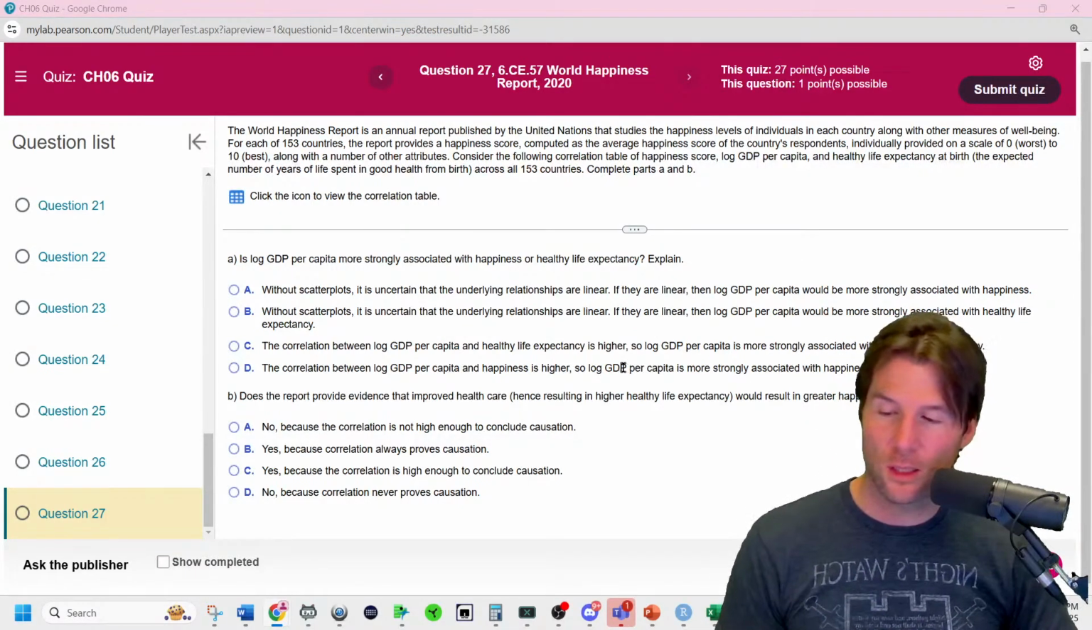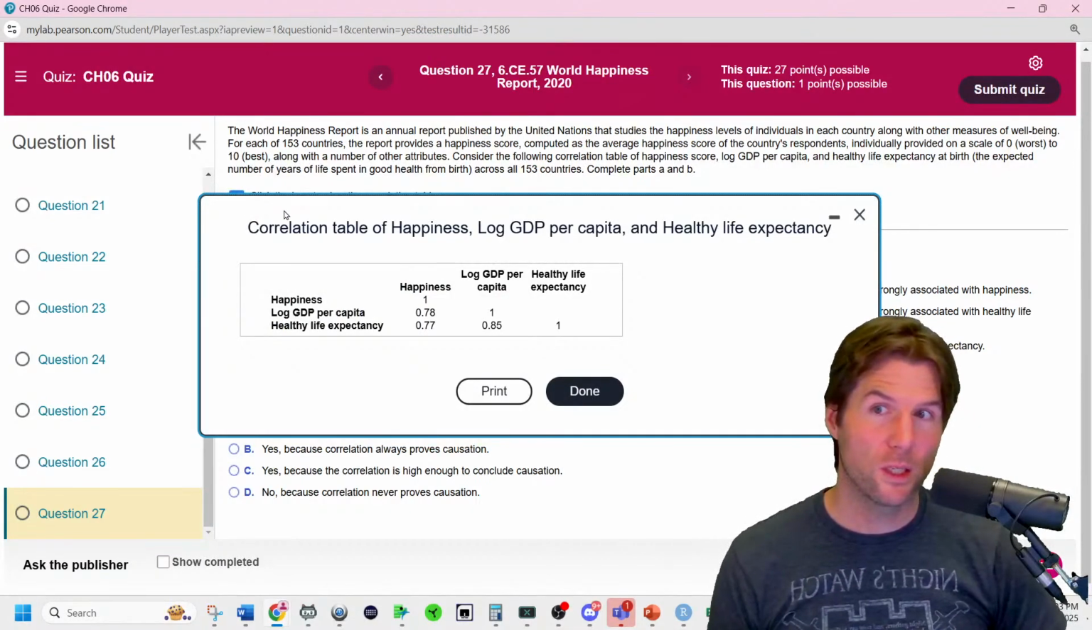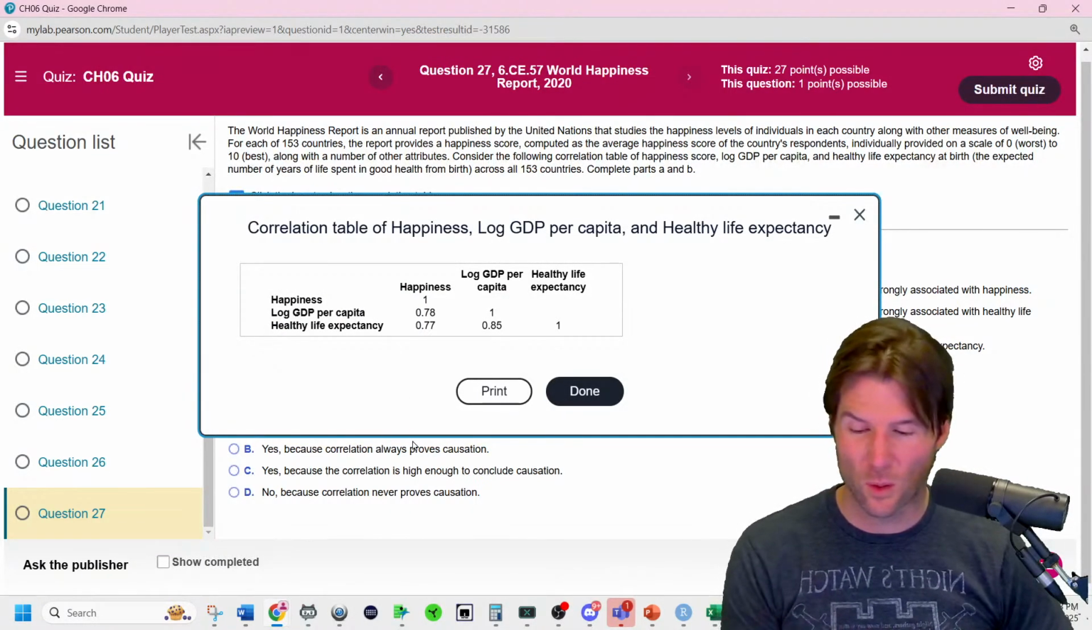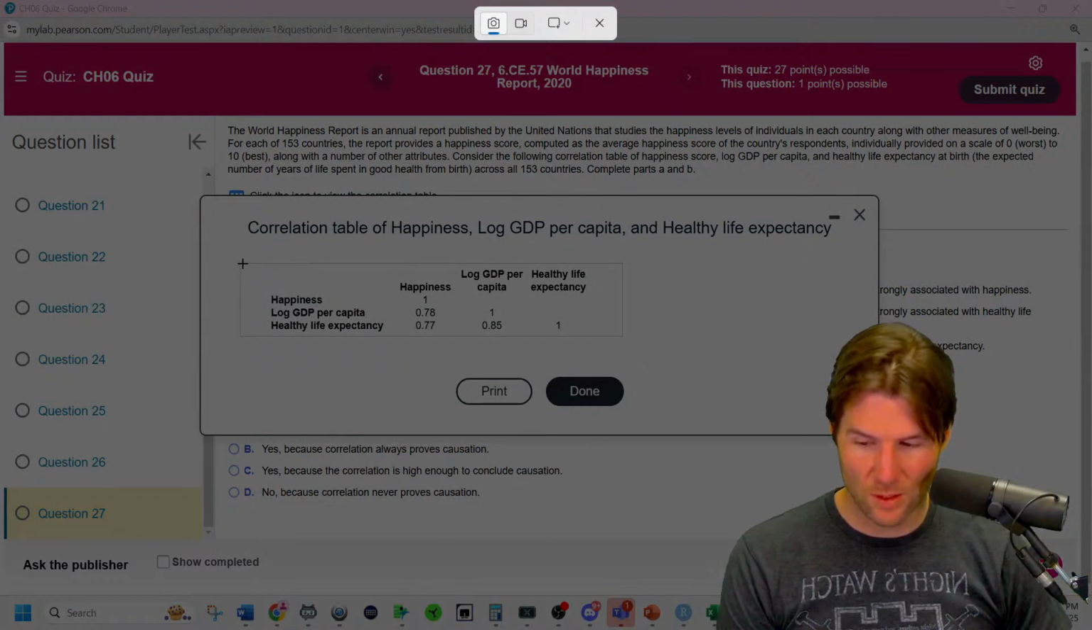Okay, so let's take a look at the graphic right here from 153 countries. And this is a correlation matrix. This is the end of the notes with a correlation matrix. So when you look at a correlation matrix, the test questions, very important.